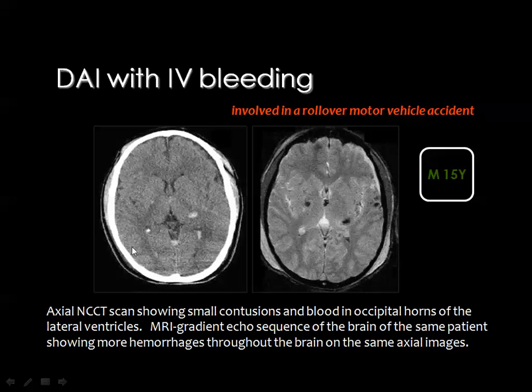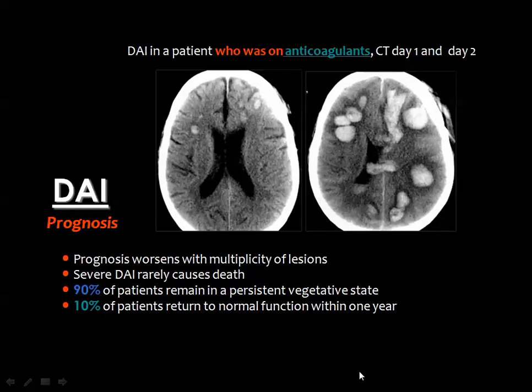And this is also the appearance of diffuse axonal injury in the CT and in the corresponding MRI. And of course, you may be able to appreciate more hemorrhagic foci which are not seen on the CT scan. Also, you can see the blood in the occipital wall of both lateral ventricles.